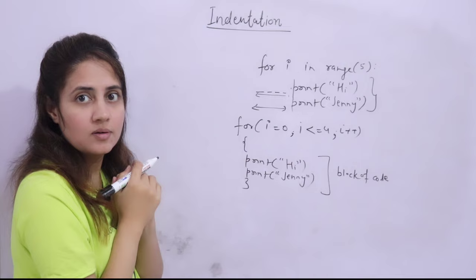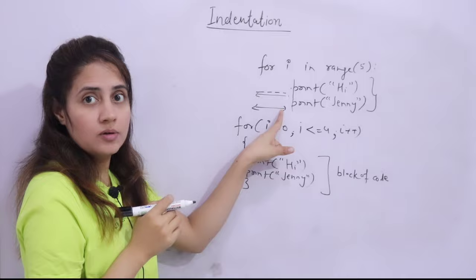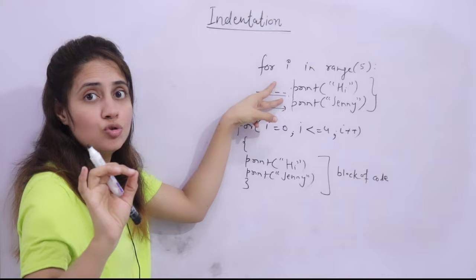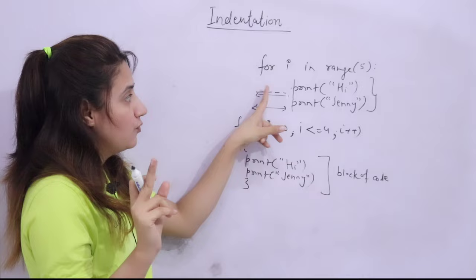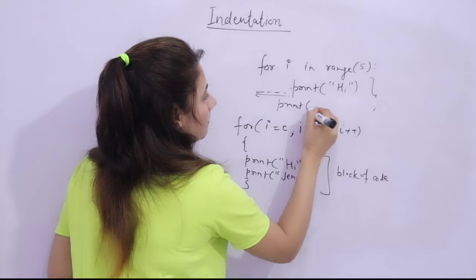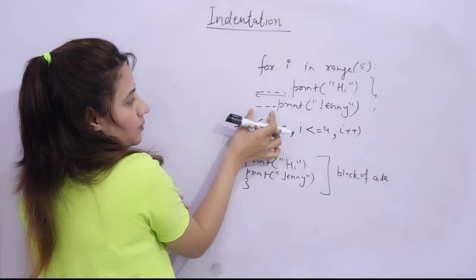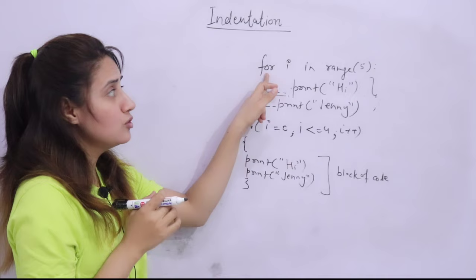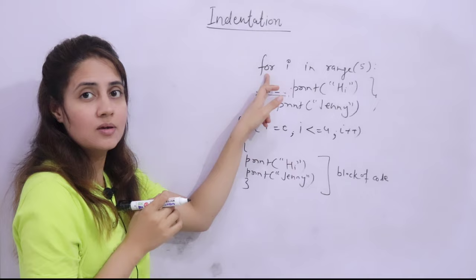And within the same block of code, like these 2 statements are within this code block, these 2 lines, or whatever lines you will have, 1, 2, 3, 4, 5, 6 lines, all the lines should have the same number of indentation, right? Like if we have 4 spaces, every line should have 4 spaces, 4 spaces, 4 spaces. If you write this print here, Jenny, suppose 1, 2, 3 spaces before this line, 4 spaces before this line, then also it will give an indentation error, wrong indentation, right? Because every line within this for loop, or within the same block, should have the same number of indentation, right?